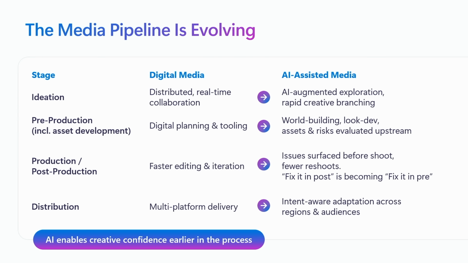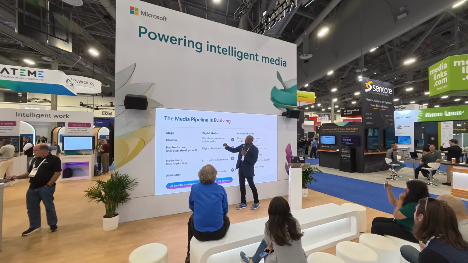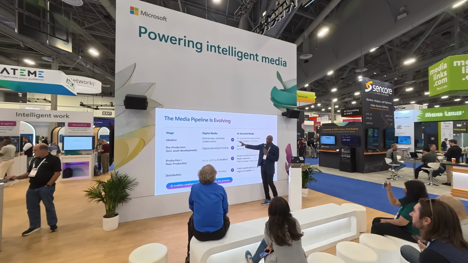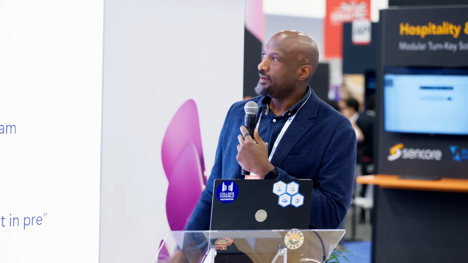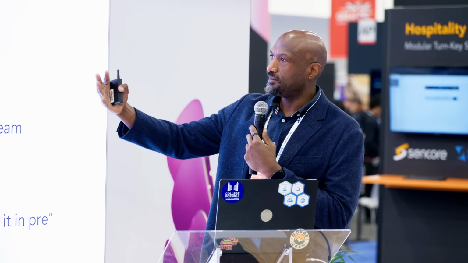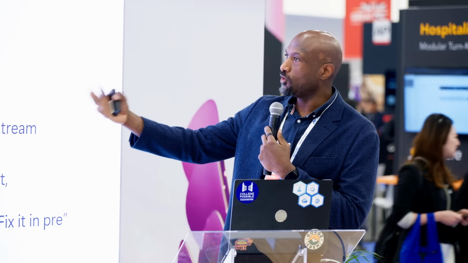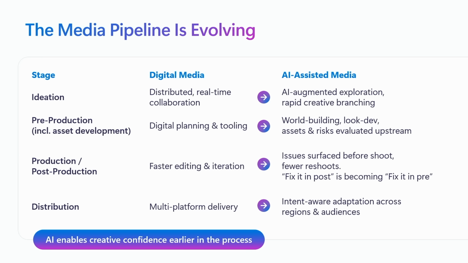So the media pipeline is evolving in the world of AI. So a couple examples here is, when you're ideating in the digital media space, these great tools that allow us to ideate in a distributed manner across the globe, real-time collaboration. That's what digital media phase brought us, which was excellent. Now we bring in AI-assisted media. We still have that ability to ideate globally in a distributed manner. But now we have AI augmented exploration. We can go down different paths rapidly and quickly, and we can ideate more quickly and more thoroughly with AI and agents in the mix.